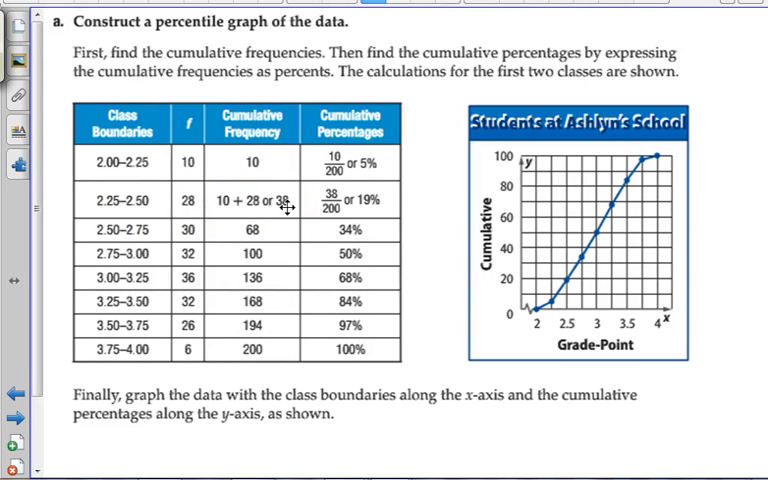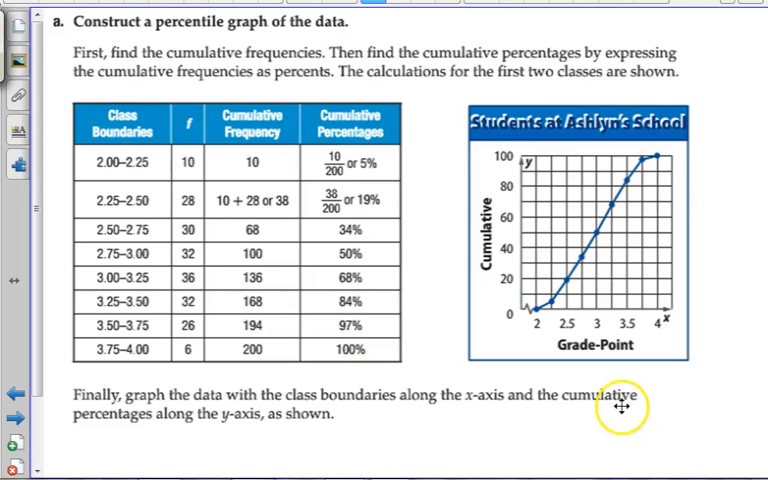Guys, you're going to have to do this in a second. Then there were 30 students who fell in this category. So they added those on. 10 plus 28 plus 30, we're now up to 68 students. You're getting a cumulative frequency. They divided them all by 200 students, changed them to percents, and then they graphed it. This is what you have to be able to do on the SAT.